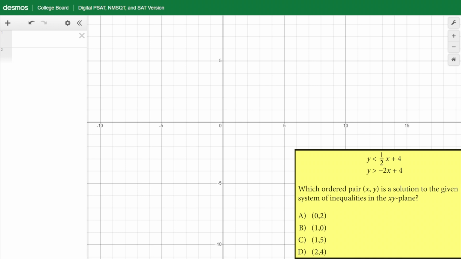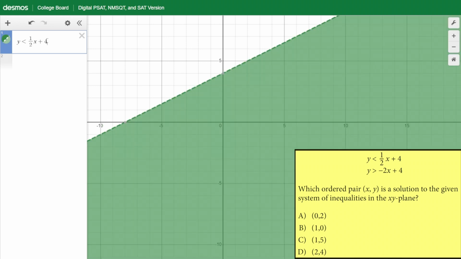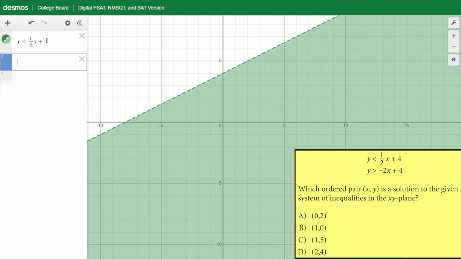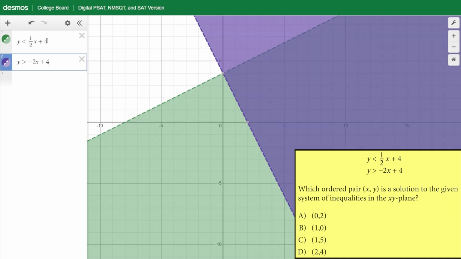Let's get started. The first problem deals with a couple of inequalities, and we have to find which of the ordered pairs is a solution to the system of inequalities. So we will type in the first inequality, which is y is less than 1/2 x plus 4. We can already see that Desmos is doing its job and highlighting this inequality in green. Similarly, we'll plug in the second inequality, which is y is greater than negative 2x plus 4.